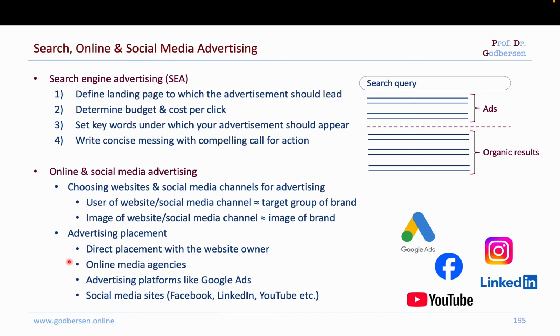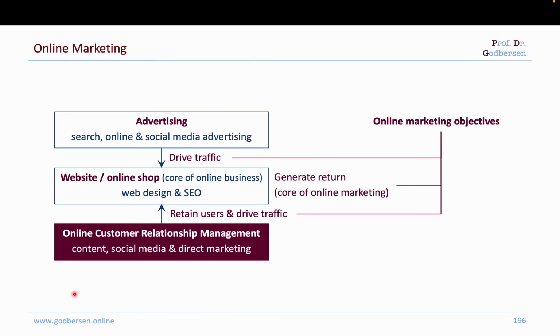Furthermore, this is especially for social media. Furthermore, you have advertising platforms like Google Ads, and you can go through social media sites like Facebook, LinkedIn, YouTube, etc. Then the last subsection for the online marketing part: online marketing relationship management, content, social media, and direct marketing.